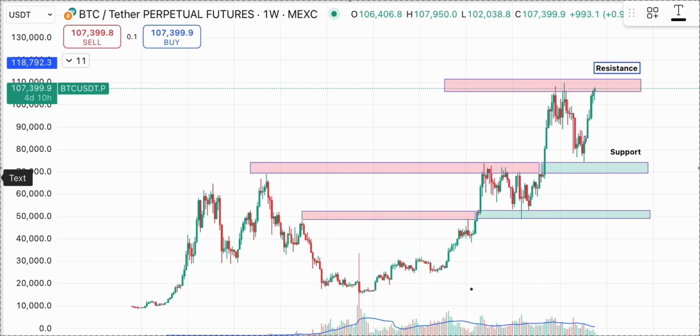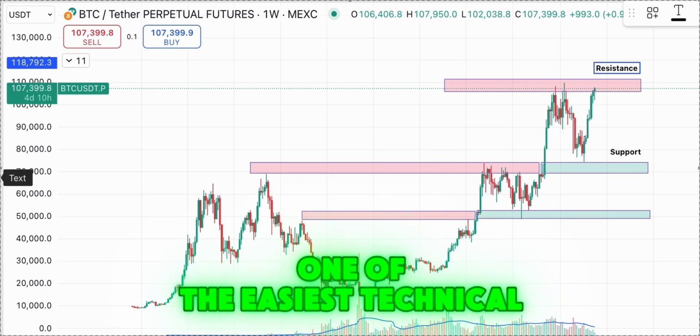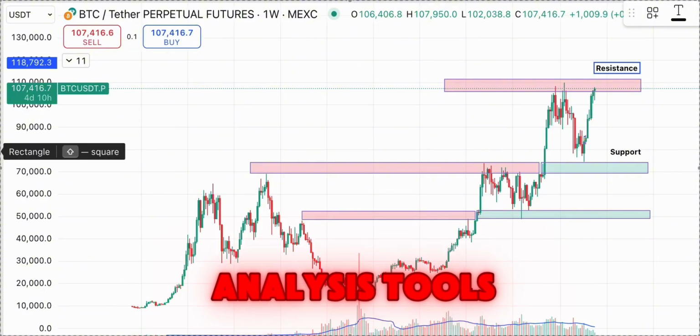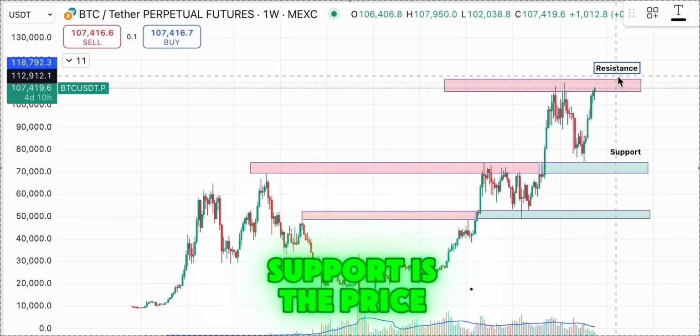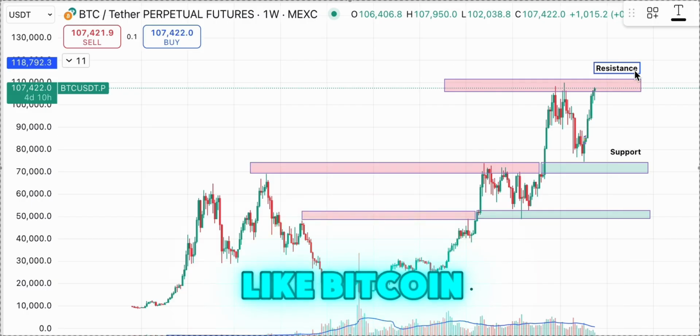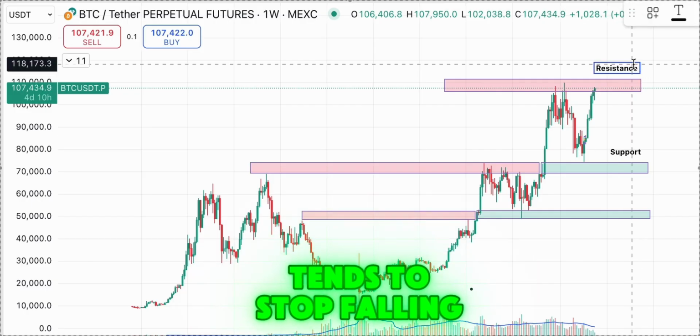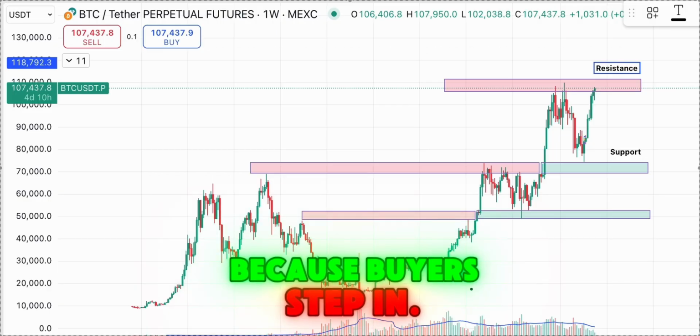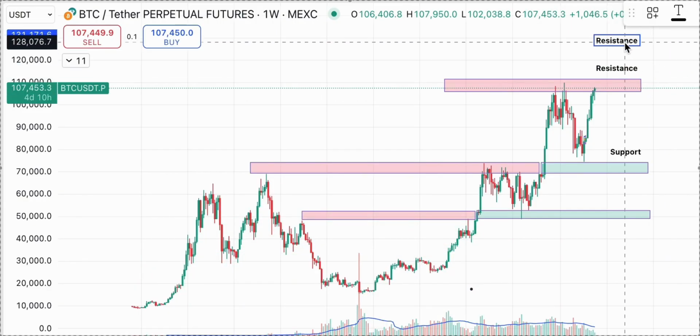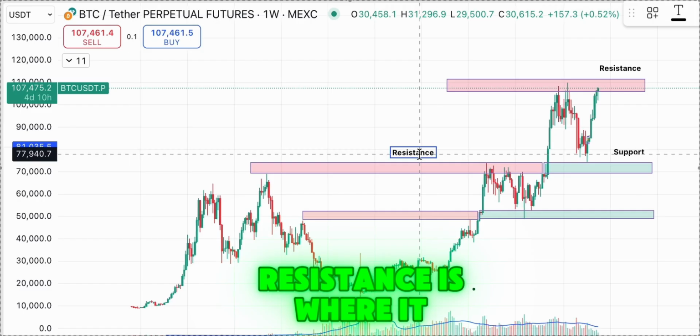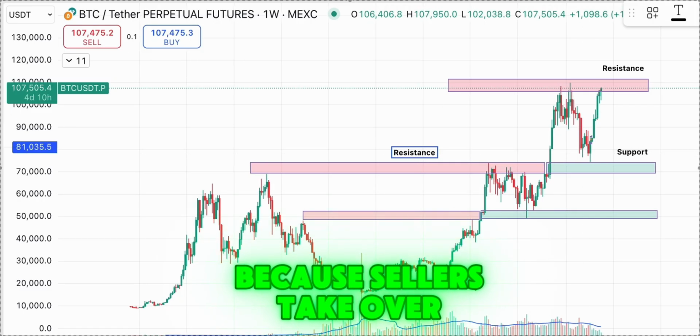First up, support and resistance. One of the easiest technical analysis tools for beginners. Support is the price level where a crypto like Bitcoin tends to stop falling because buyers step in. Resistance is where it struggles to break through because sellers take over.